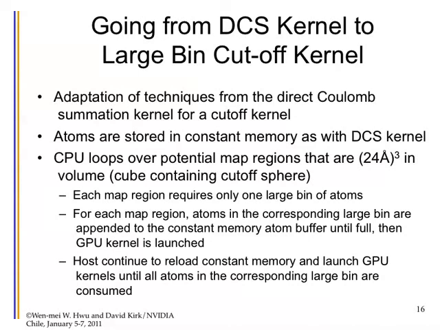So in a large bin kernel, when you send a single volume to the GPU, you need to make sure that there are enough lattice points and so on that can really fully justify the execution. So for each map region, the host will continue to reload constant memory when the kernel finishes and launch the GPU kernels again until all the atoms in the corresponding large bin are consumed. And then it will go back and pick up another volume of lattice points, send it over to the GPU, and execute.